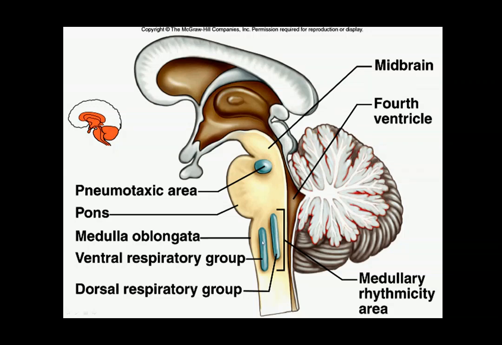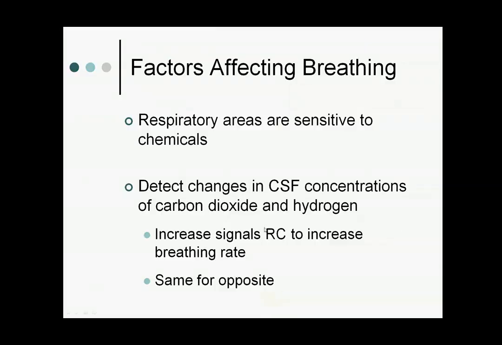So dorsal is towards the back, ventral is towards the front. Other things that are affecting breathing: respiratory areas are sensitive to chemicals, and one of the things affecting breathing is the carbon dioxide levels that are picked up in the cerebral spinal fluid. By the way, CSF, if you've forgotten, cerebral spinal fluid picks up changes in carbon dioxide, and this is going to affect the breathing rate.